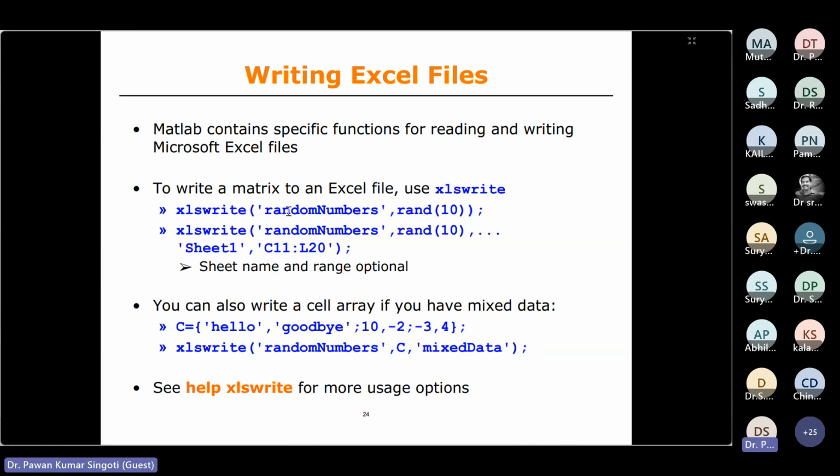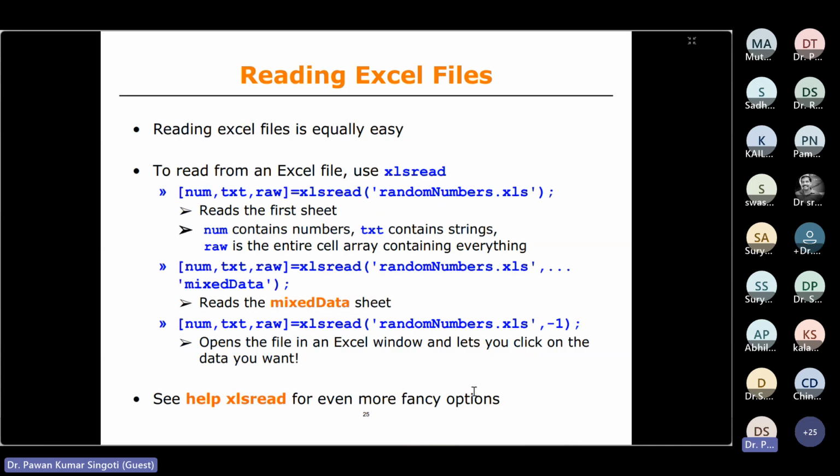Random numbers from a range of 10. It will write as an XLS file. Sheet name and range are optional. You can also write a cell array if you have mixed data. Mixed data means some numbers and names are there, so it can be saved in the Excel format.